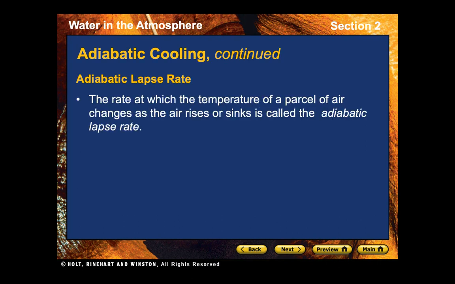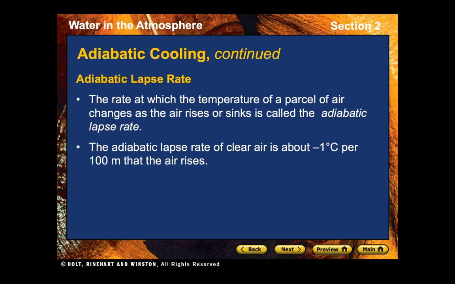Adiabatic lapse rate: the rate at which the temperature of a parcel of air changes as the air mass rises or sinks is called the adiabatic lapse rate. The adiabatic lapse rate of clear air is about -1 degree Celsius per 100 meters that the air rises. So as it goes up 100 meters, it cools 1 degree Celsius.